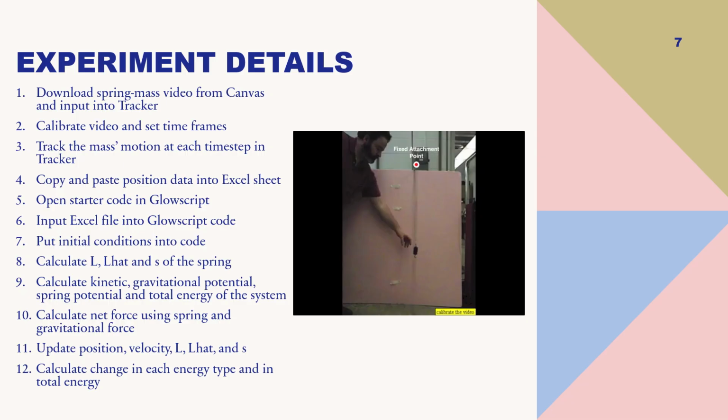I used the code to calculate L, L hat, and S of the spring, as well as the kinetic, gravitational potential, spring potential, and total energy of the system, and then the net force using the spring and gravitational force. Then I updated the position, velocity, L, L hat, and S, and then finally calculated the change in energy types and in total energy of the system. And then there's the original video.